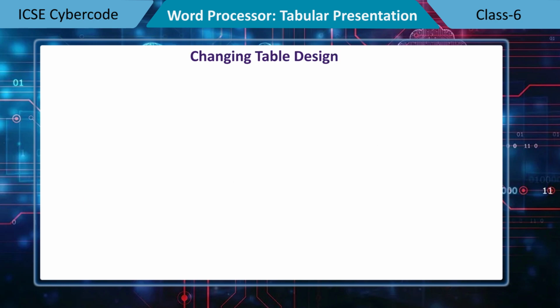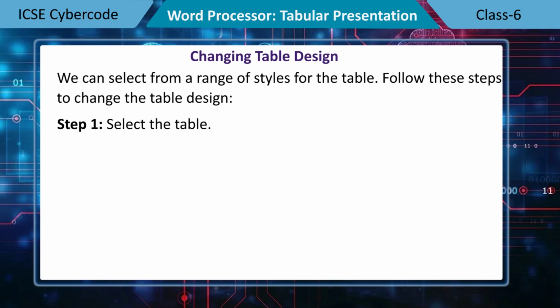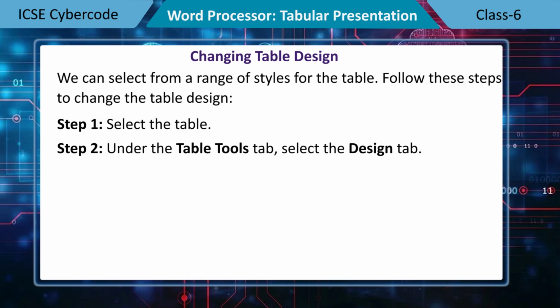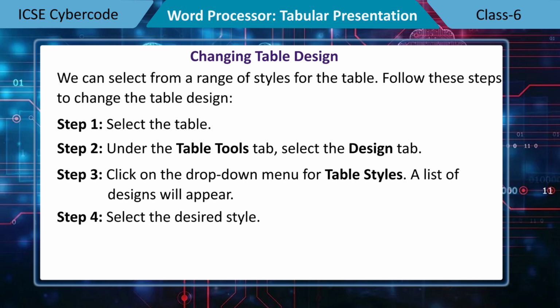Changing table design. We can select from a range of styles for the table. Follow these steps to change the table design. Step 1. Select the table. Step 2. Under the Table Tools tab, select the Design tab. Step 3. Click on the drop-down menu for table styles. A list of designs will appear. Step 4. Select the desired style.